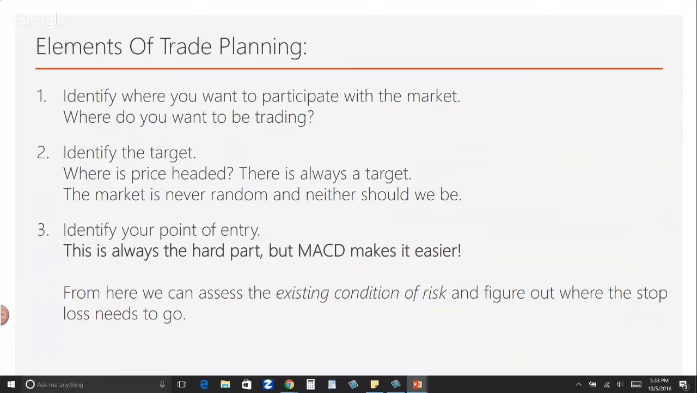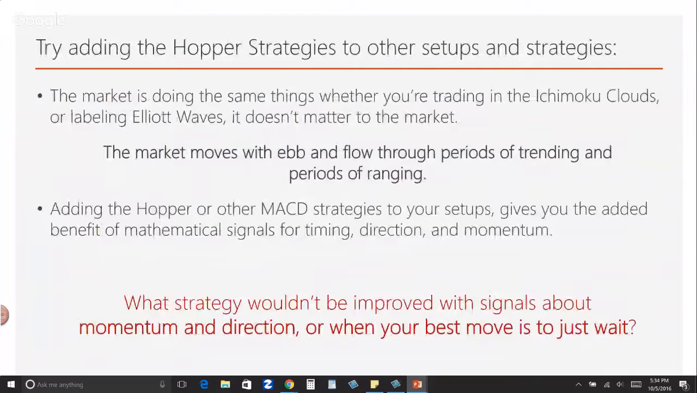This is always the hard part, but fortunately for us, the MACD makes it easier. From here, we can assess the existing condition of risk and figure out where the stop loss needs to go, but it all starts with those 3 elements of trade planning. You can try adding a hopper strategy to all the other setups and strategies that you might use. The market is doing the same things whether you're trading in the Ichimoku clouds or labeling Elliott waves. It doesn't matter to the market how you trade it.